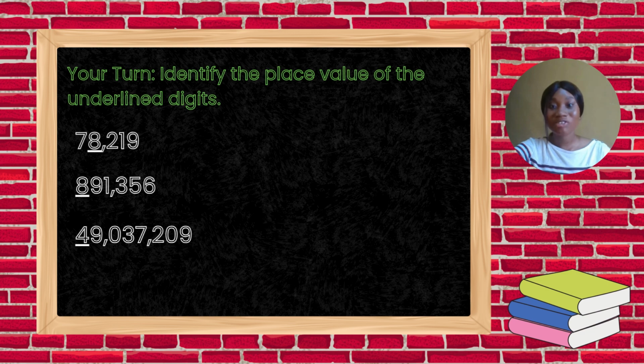Now we have 891,356, and the underlying digit there is 8. So tell me what is going to be the name and the value of this 8, and what position 8 is standing in. Then lastly, I have 49,037,209, and my underlying digit there is 4. So you are going to tell me what is the value and the name of that digit 4 in this number, and what position that 4 is standing in.